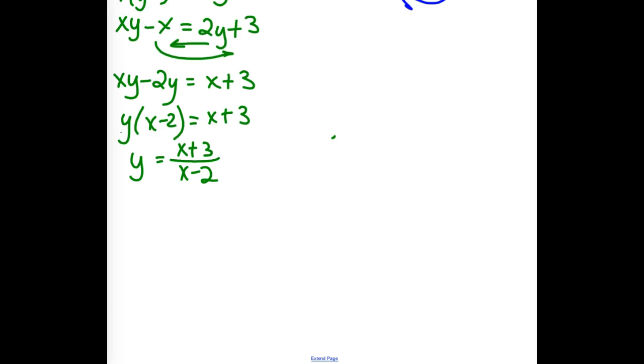Take a couple minutes, think about those steps that we just did. That one was a little more involved than some of the ones we've done previously. Would that be a function?